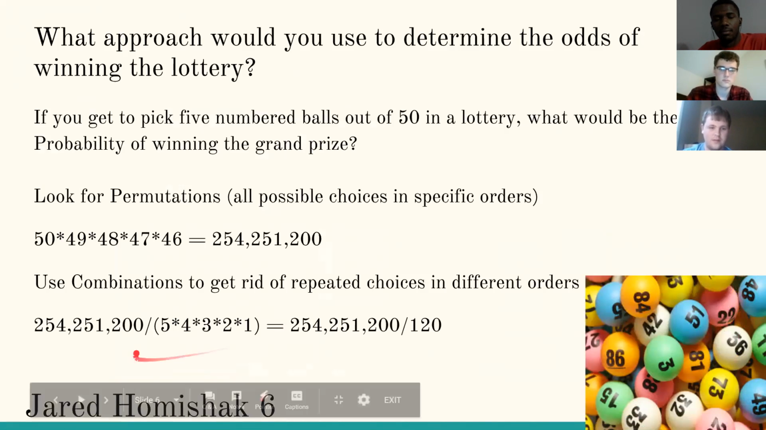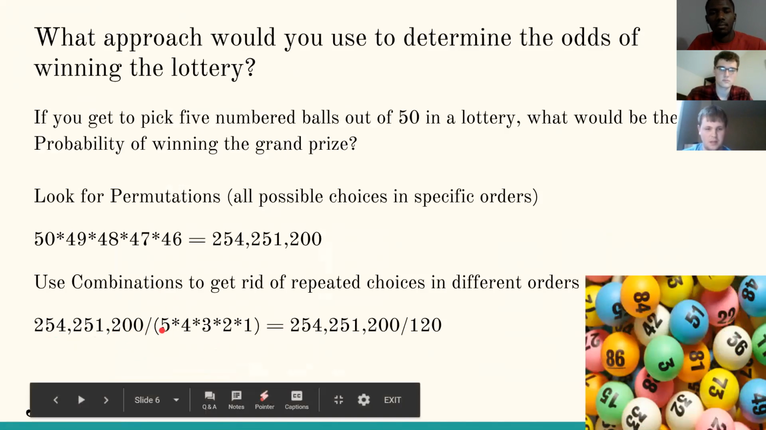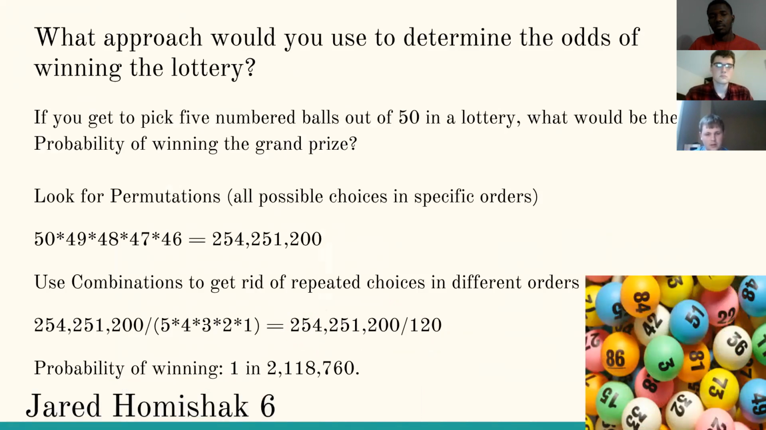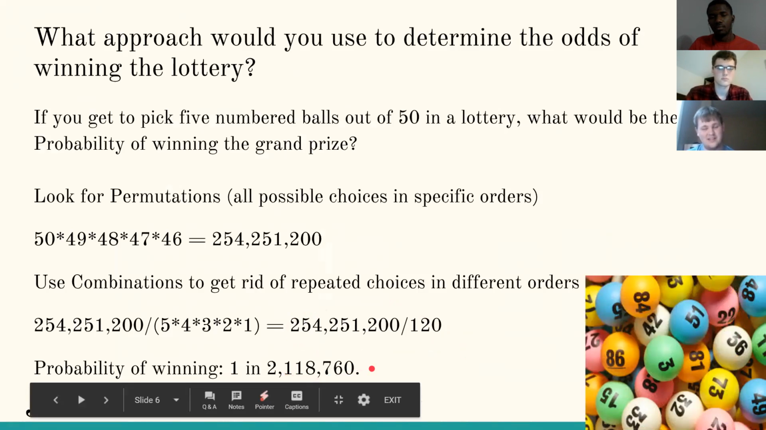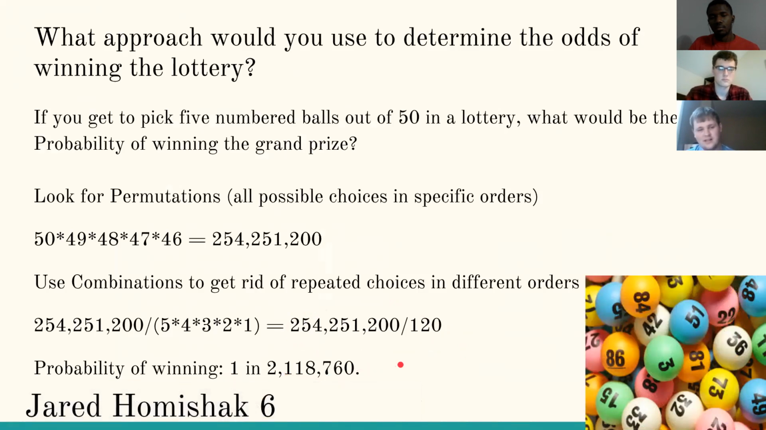So to do that, we'll divide our answer for the permutations by this equation right over here, which represents the number of balls you get to pick. So you start off by picking 5, then you only get to pick 4, then 3, then 2, then 1. That comes out to odds of 254 million plus over 120, which when simplified gives you your probability of winning, which is 1 in 2,118,760. That is not a good probability. I would suggest avoiding that lottery.